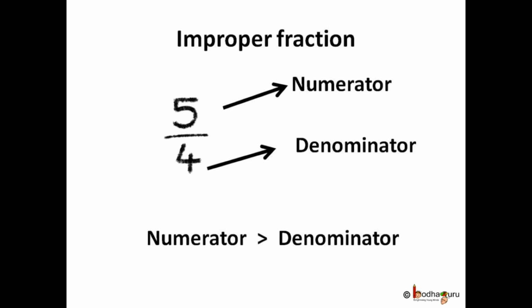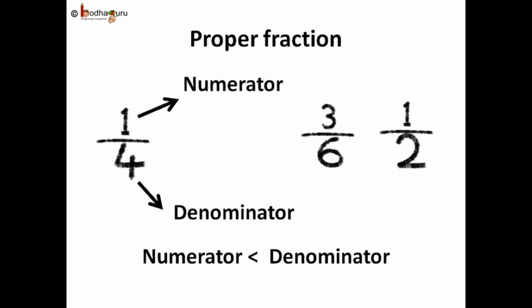Look, in this fraction 5 by 4, the numerator is 5 and the denominator is 4, which means the numerator is greater than the denominator. When the numerator is greater than the denominator, that type of fraction is called an improper fraction. Now, what is a proper fraction? When the numerator is less than the denominator, it is called a proper fraction. You can see in the case of 1 by 4, the numerator is 1 and the denominator is 4. More examples are 3 by 6, 1 by 2 and so on.